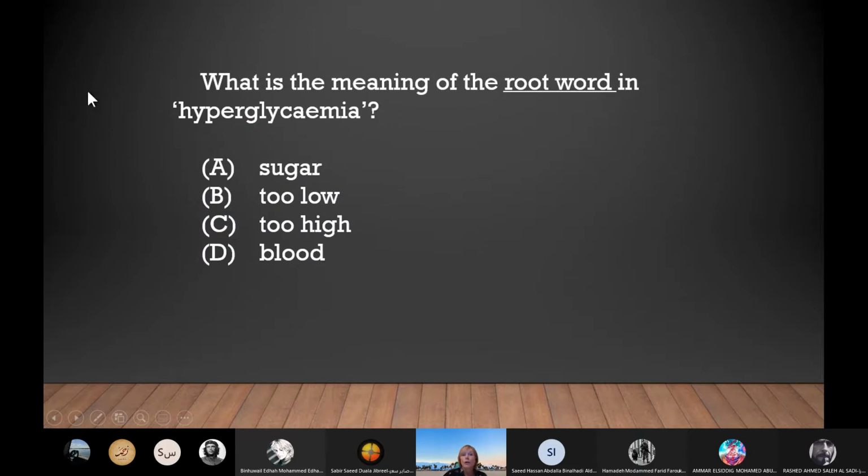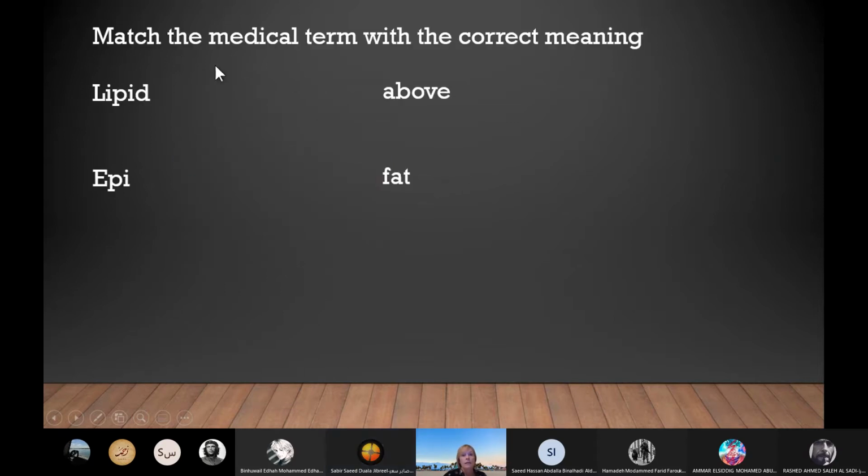Okay, and the root word hyperglycemia. What is the meaning of the root word in this medical term? Sugar. Sugar, that's right. And if I asked you what is the meaning of the suffix in this word, what would you say? Suffix emia, which is blood. Yes, excellent. That's right. I think a couple of these terms were in the last exam, so I wasn't sure that we went over these before.